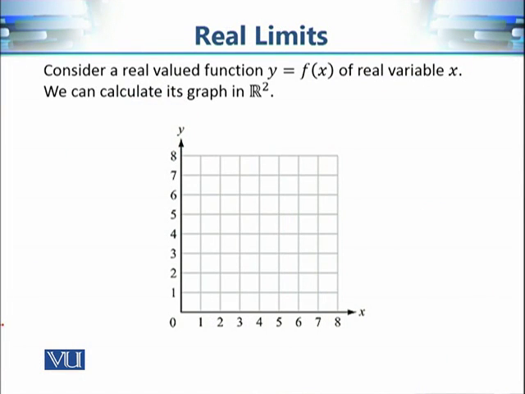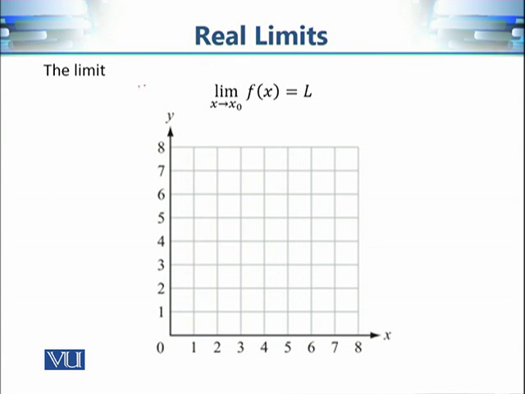Starting from a real valued function, y is equal to f of x, we can associate this function with a curve in the xy plane. We call this curve the graph of the function y is equal to f of x. Now, given a function y is equal to f of x, we say that the limit of the function when x approaches x naught is equal to this number L if the functional values are getting closer and closer to this number L when we approach x naught.